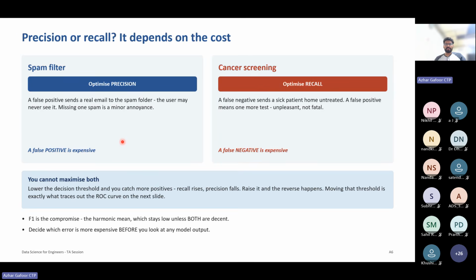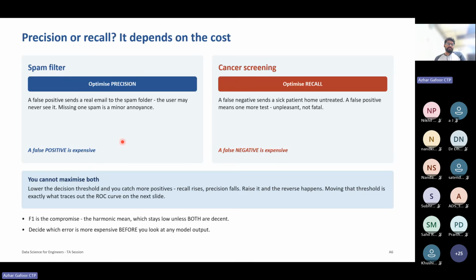Now let's say in cancer screening, just like the COVID case that we have discussed, a false negative sends a sick patient home untreated. A false positive means one more test, which is unpleasant, but not fatal. So in such cases, a false negative is expensive. Sometimes a false positive can be expensive, and sometimes a false negative can be expensive.